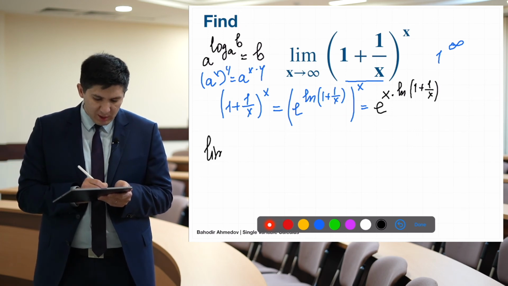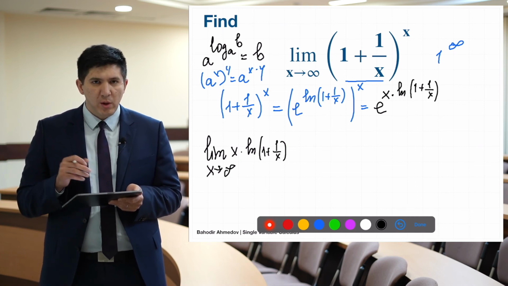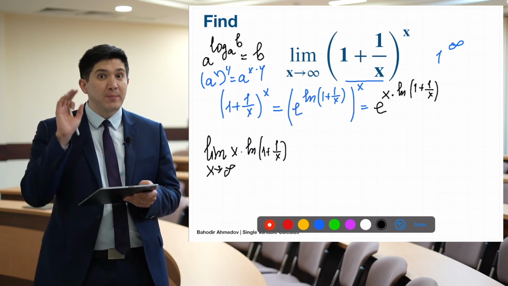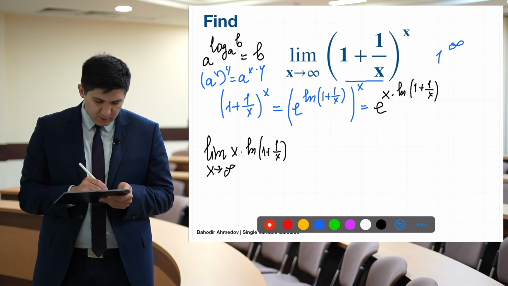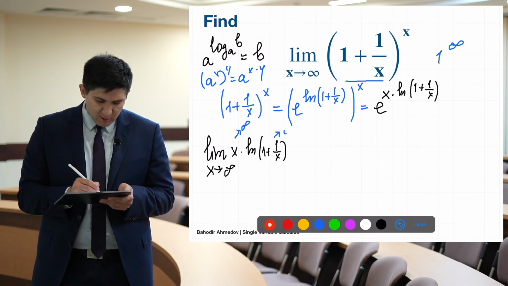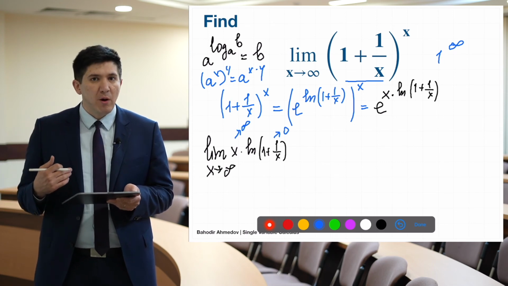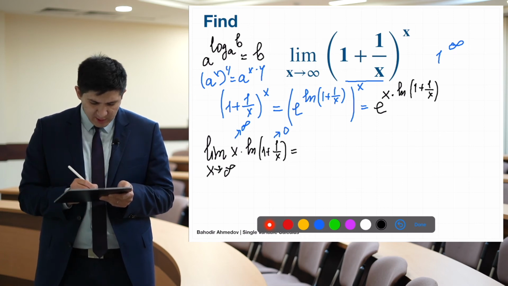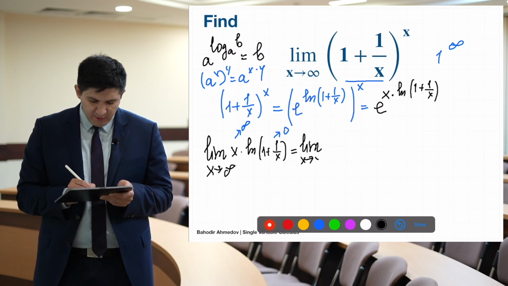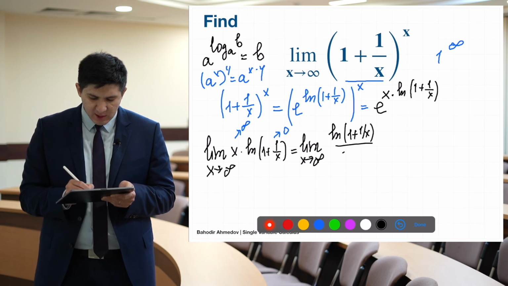So let's find the limit of x times ln of 1 plus 1 over x when x goes to infinity, right? Because we know that by the rules of limits we can go up to the powers as well. So you see, x goes to infinity, and this goes to 0, so it is an infinity times 0 type. I'm going to rewrite this as a 0 over 0 type, in the form of the limit as x goes to infinity of ln of 1 plus 1 divided by x, divided by 1 divided by x.